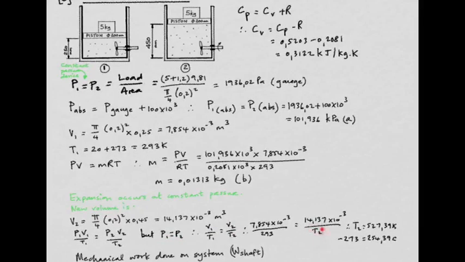T2 is the only unknown here. And it turns out that the second temperature of the argon must be 527.39 Kelvin for this expansion to take place and for that piston to rise by that much.